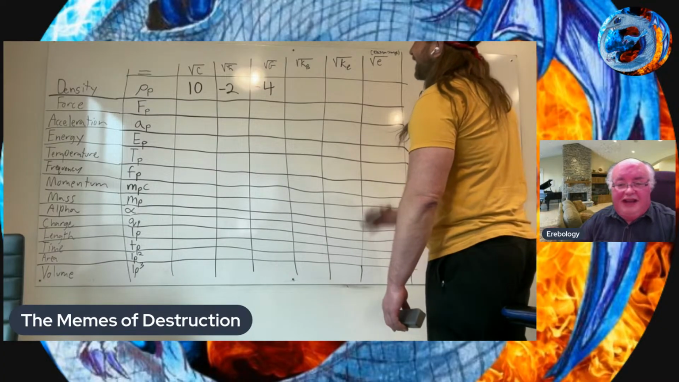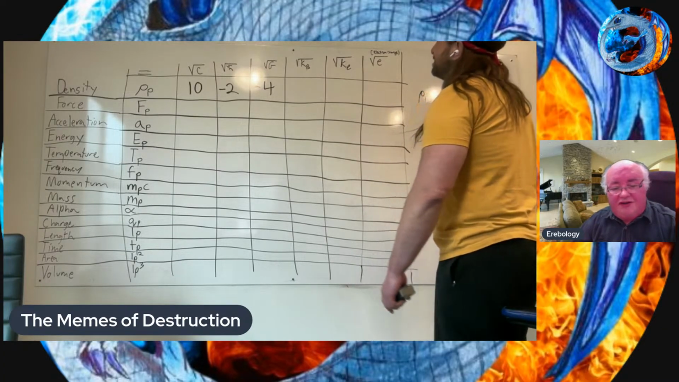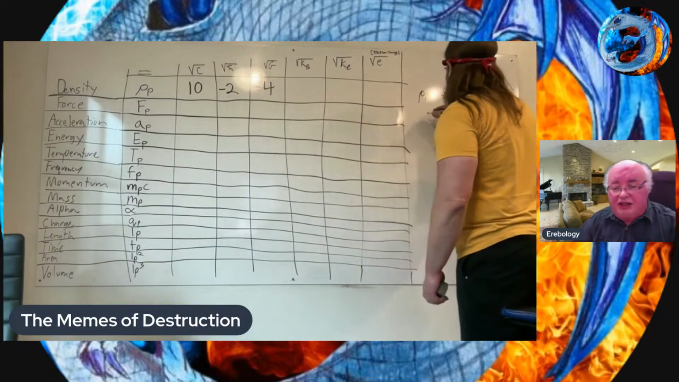Okay. So now the next one is Planck force, which is c to the 4th over G.